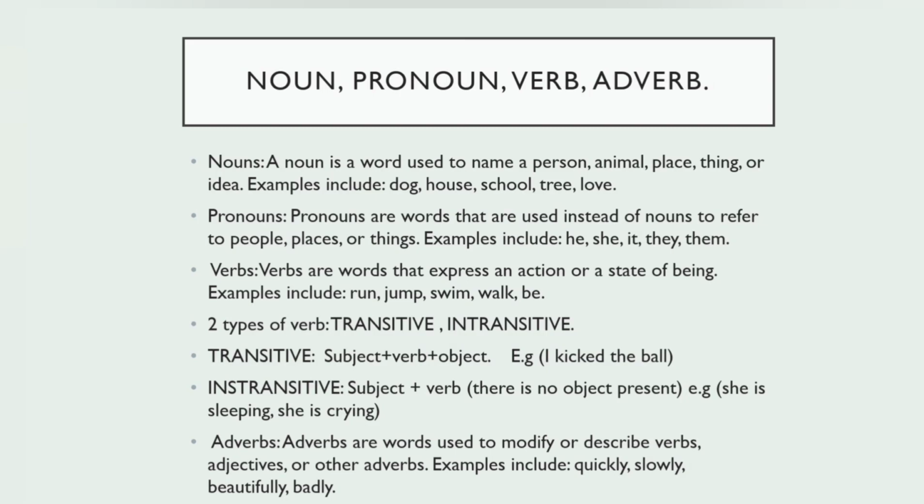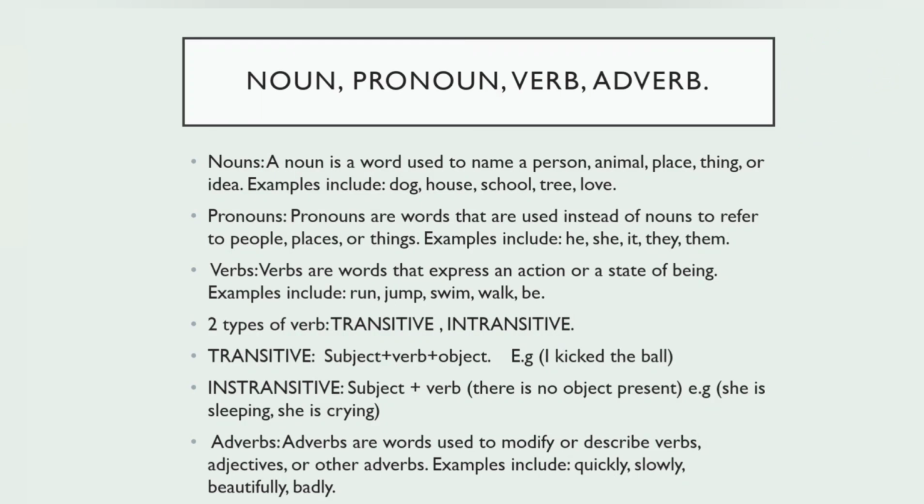Another part of speech is the adverb. So adverbs are the words that modify or describe verbs. Now a lot of people misunderstand or confuse these two parts of speech, that is adverb and adjective. So adverbs are the words that modify verbs and adjectives are the words that modify nouns. Their examples are, for example, quickly, slowly, beautifully, badly. So adverbs can modify adjectives, verbs, and another adverb as well. Example, she ran quickly. So ran is the verb and quickly would be the modifier or the adverb.